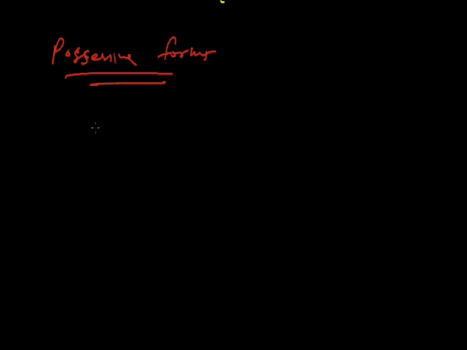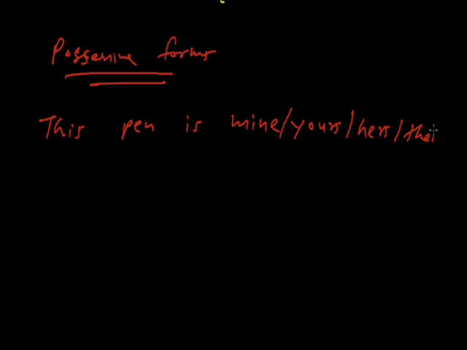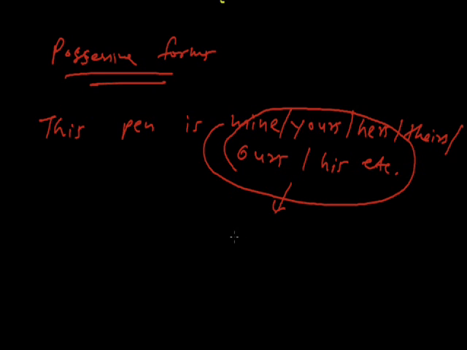Possessive forms. Now see, if I say this pen is mine, yours, hers, theirs, ours, his, etc., then all of these are possessive pronouns. This pen is mine, this pen is yours, this pen is hers, this pen is theirs, this pen is ours, this pen is his, etc. Possessive pronouns. Clear? So there's nothing to be explained to you about this.